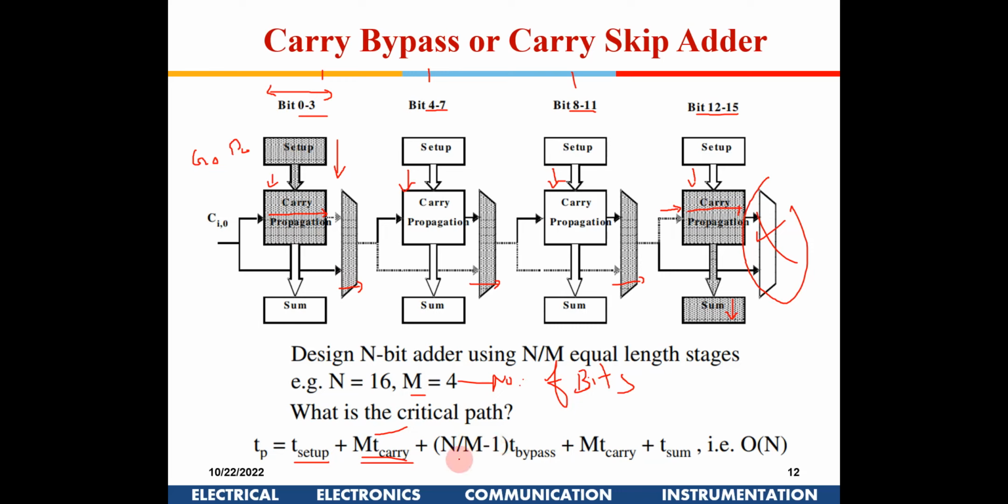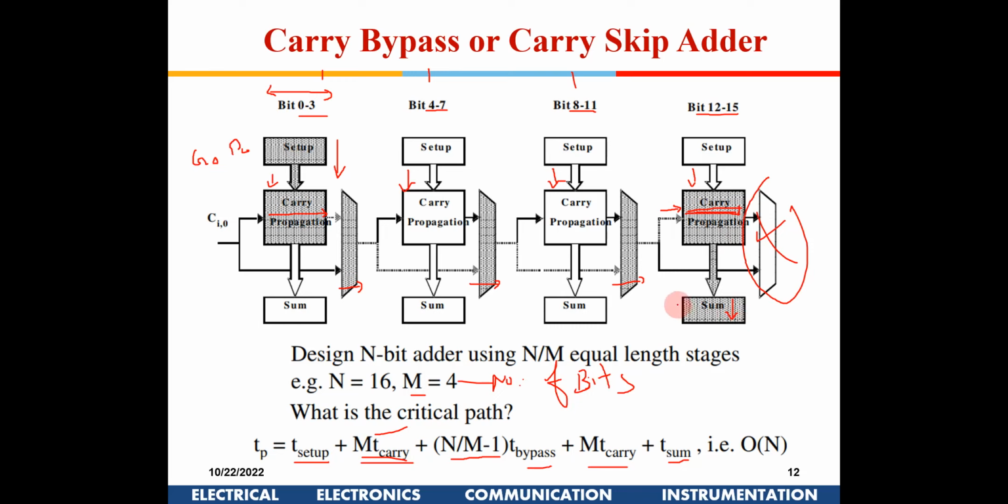So for a generalized case it will be n minus 1 T bypass. And then again in the last stage, because this bypass is not available, this is the last stage, it is an ending stage. So again it has to propagate through out here, and then I have a T sum. So 1 bit T sum: after generation of carry you need to generate the sum also of the most significant bit. So this is the total delay.